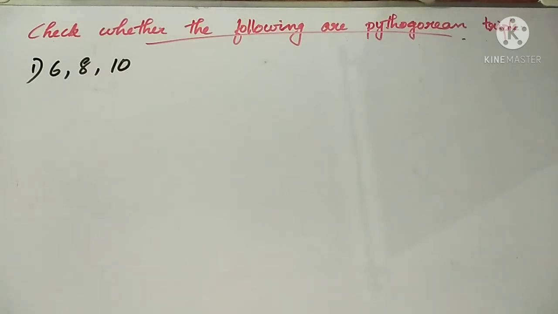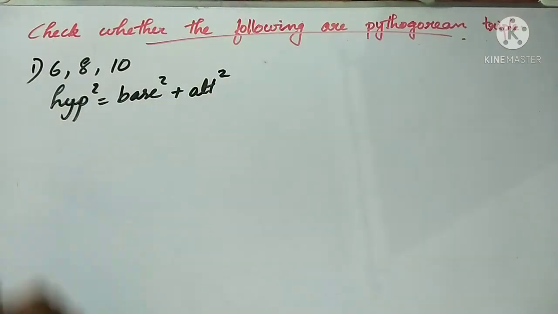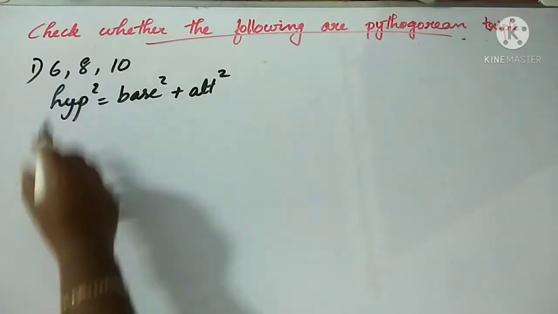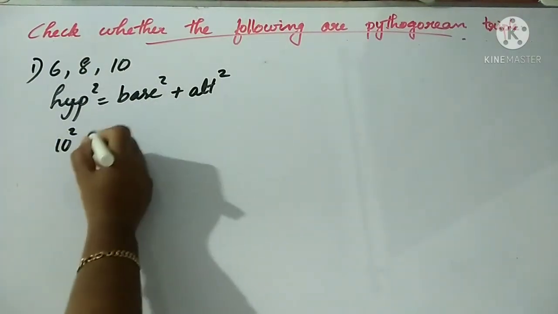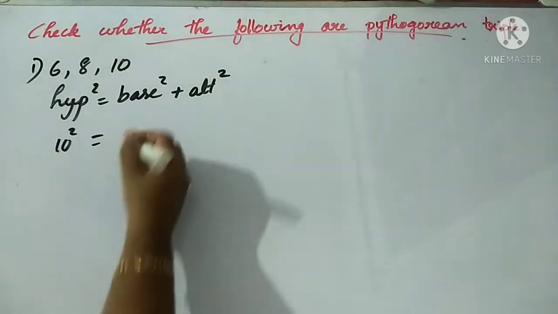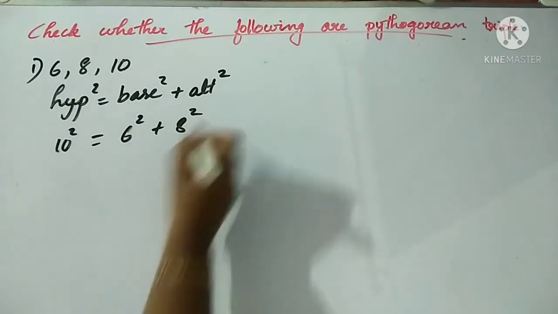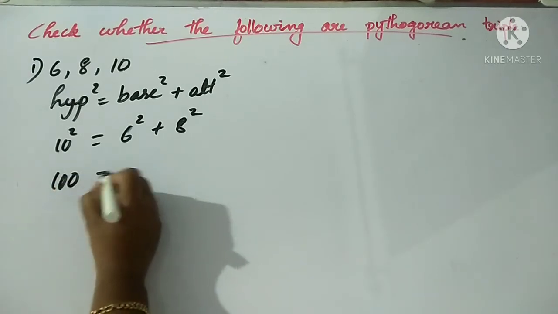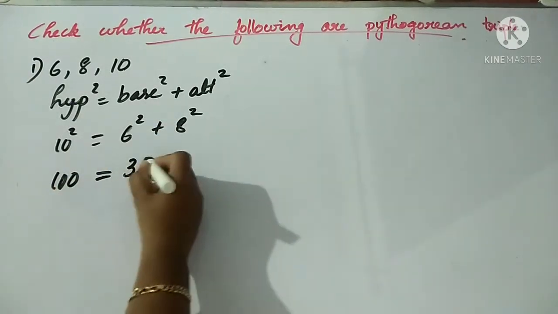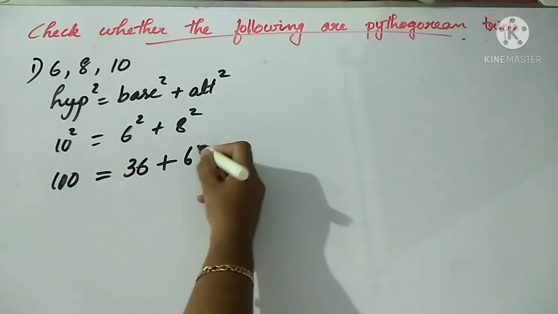Question: check whether the following are Pythagorean triple. First question, 6, 8, 10. We have to check whether it is Pythagorean triplet or not. So we will substitute these values in Pythagoras theorem. Pythagoras theorem is hypotenuse square is equal to base square plus altitude square. Now let us substitute this. Greater value we will take it as hypotenuse. 10 square is equal to base square plus altitude square, 6 square plus 8 square. 10 square is 100 is equal to 6 square is 36 plus 8 square is 64.